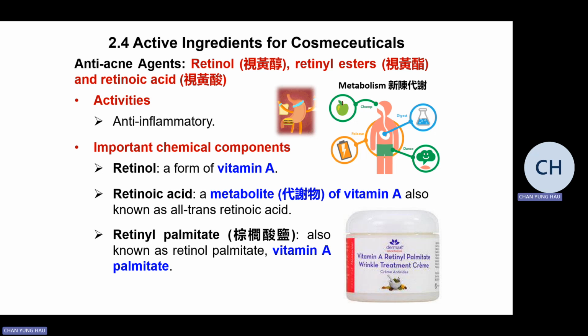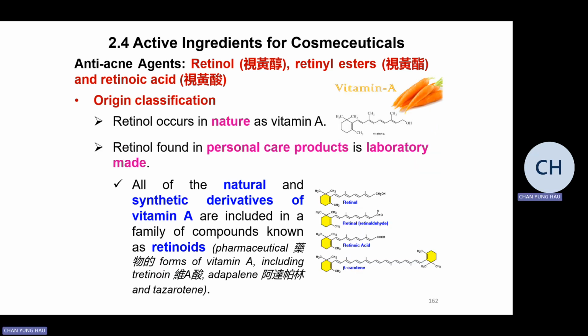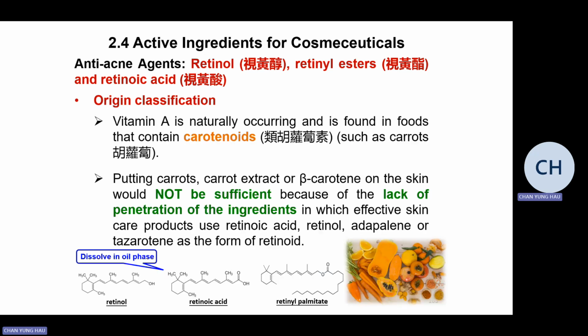Okay, so retinol palmitate is again a derivative of vitamin A palmitate. Retinol occurs as vitamin A in nature, and it's commonly found in many personal care products and must be lab made. Some of them are natural and synthetic derivatives of vitamin A, included in the family known as retinoids. We will also discuss this in detail later.